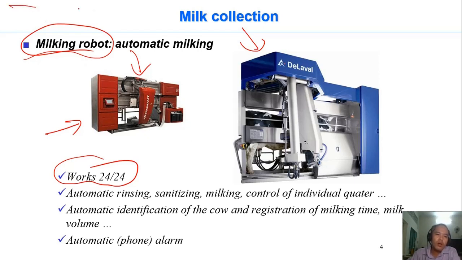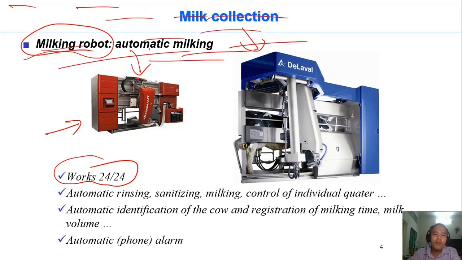Your cows walk on the field to eat grass, and when they feel that they need to be milked, then they can walk back home to the house and to where the robot is, and then they can enter here. Then the robot will do the milking. So all the steps are automatic.